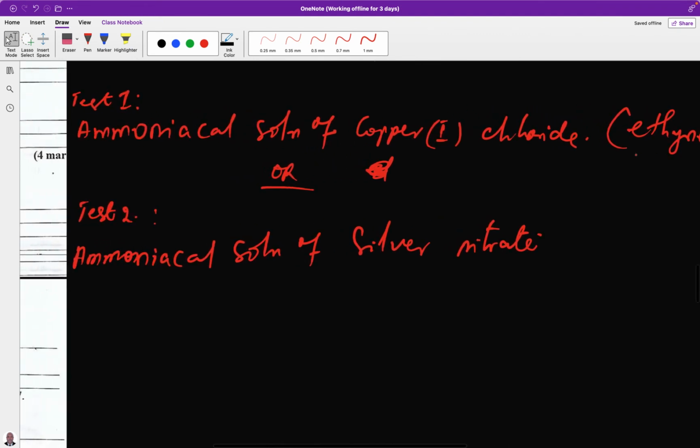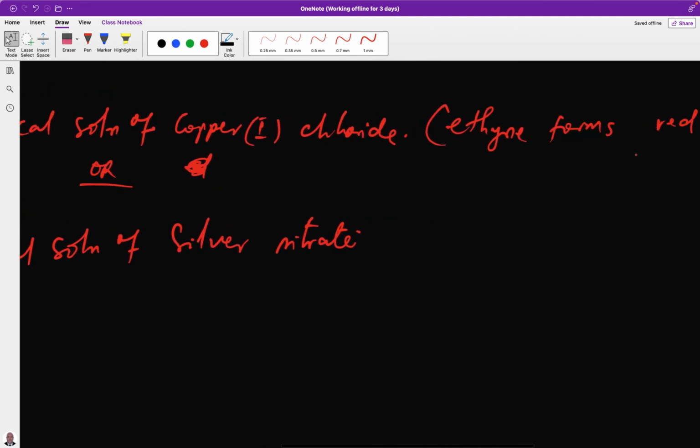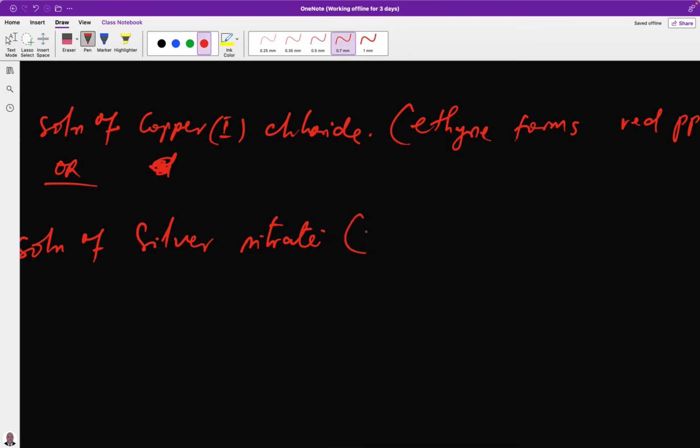Then, if you use test 2, ammoniacal solution of silver nitrate, you can say that ethyne forms a white precipitate with ammoniacal solution of silver nitrate, but ethene does not.